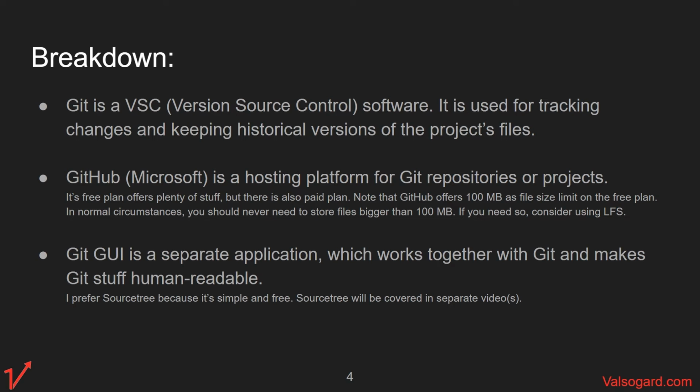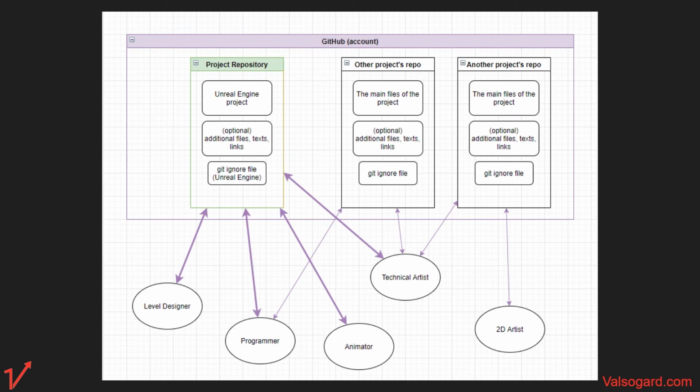Now, coming to Git GUI, or Git Graphical User Interface, it is a separate application which works together with Git and makes Git stuff human readable. Proceeding. Now let's go through this diagram that I drew myself to explain things visually from a theoretical perspective. First and foremost, we have our GitHub account, which is hosting our repositories, and one repository is per project.